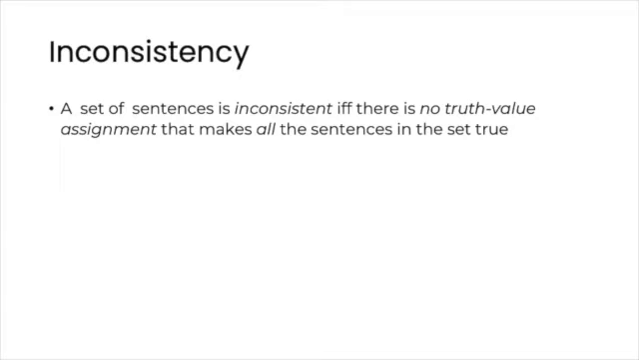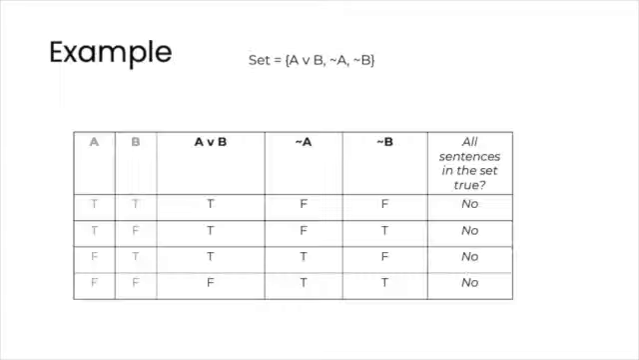Let's make a truth table for our previous set. Remember that the set had three members, A or B, not A, and not B. If you look at each row, you can see that in none of them do all the sentences of the set come out true. For instance, in the first row, A or B is true, but the other two sentences are false. In the second row, A or B and not B are true, but not A is false, and so on. There are no rows in which all the sentences are true. Thus, the set is inconsistent.